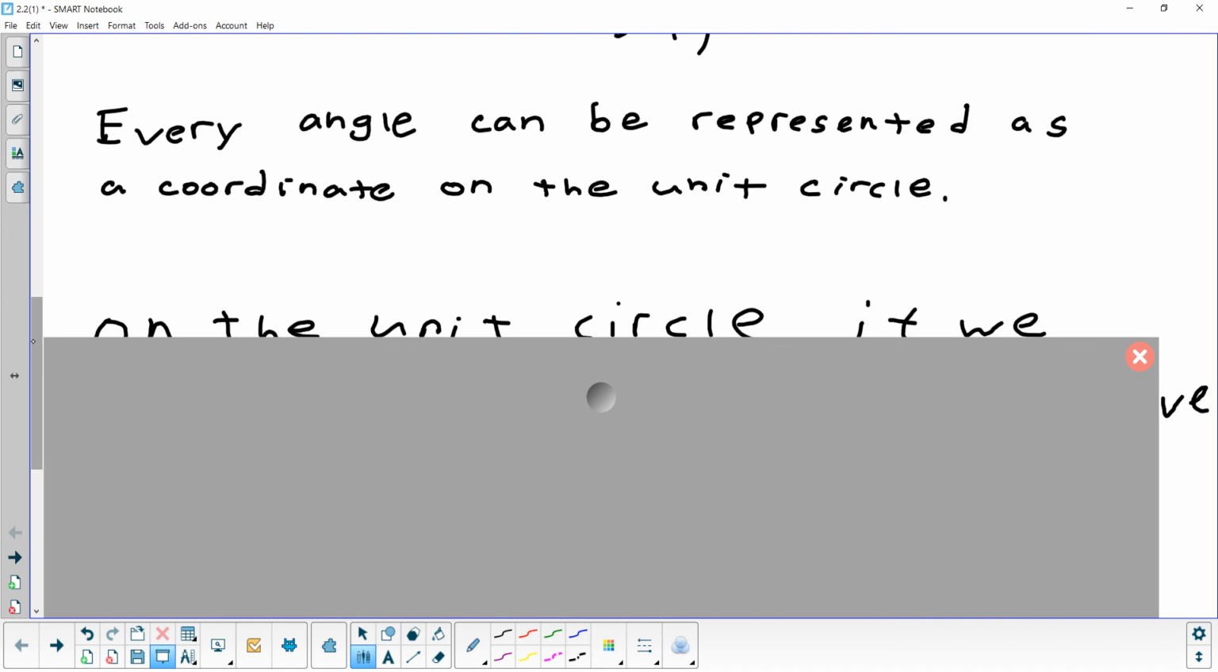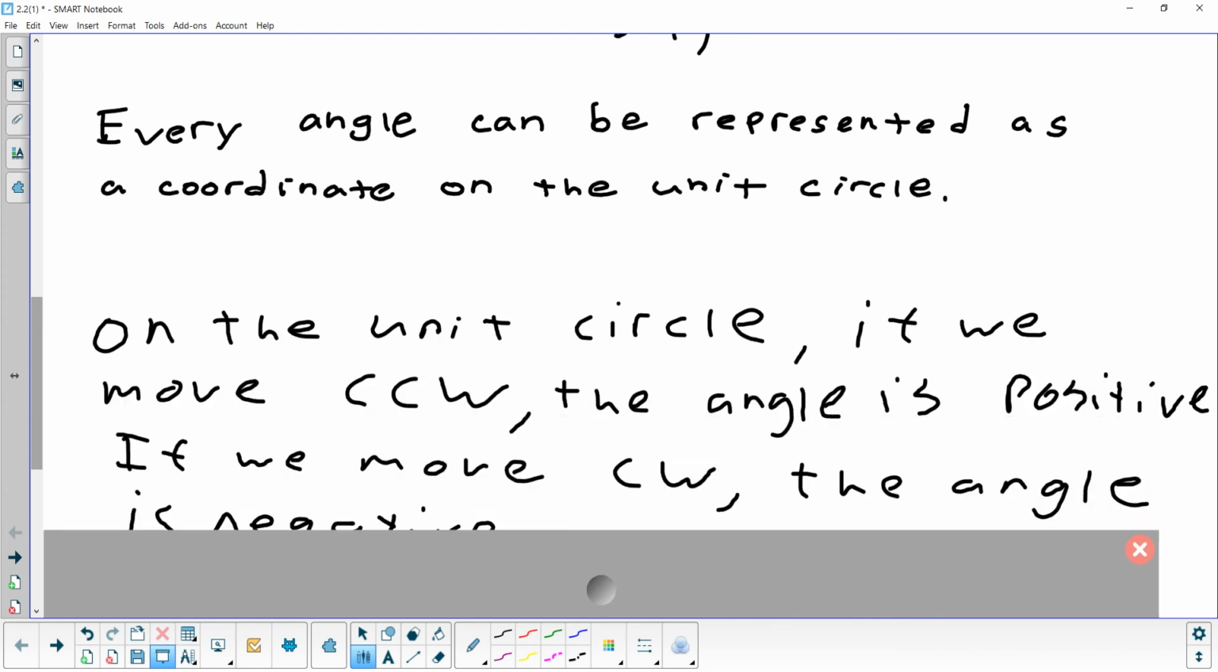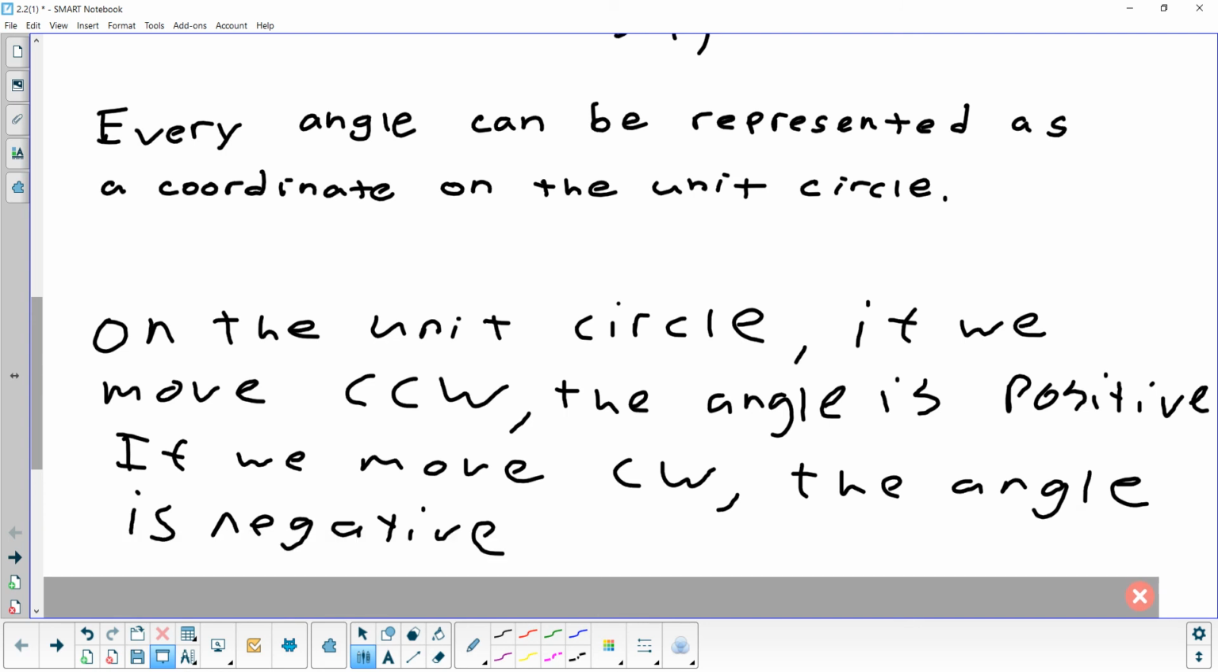Now, there's 2 directions we can move around the unit circle. We can move clockwise and counterclockwise. Does anyone remember from last week which direction is positive? Counterclockwise. Yes. If you move in a counterclockwise direction on the circle, it's positive. If you go in a clockwise direction, it is negative.